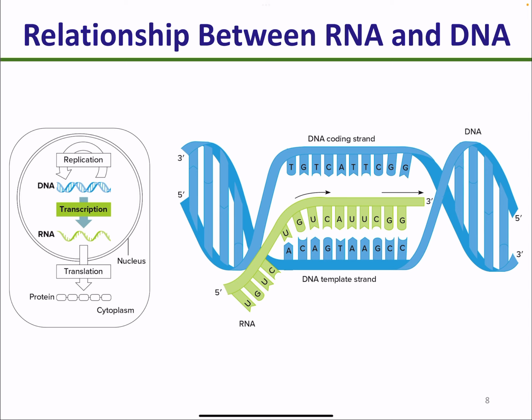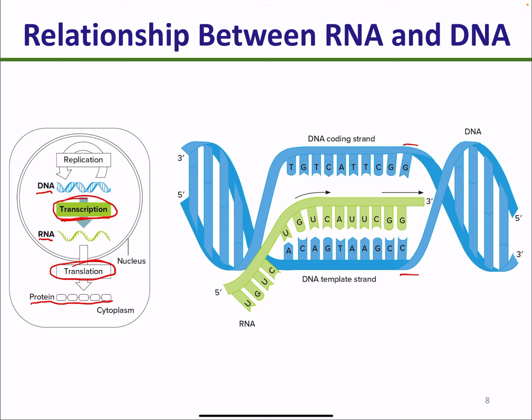Now, going back to the central dogma, we have DNA. From DNA, we produce RNA in the process of transcription. And then from RNA, we are going to produce proteins through the process of translation. But for now, we are going to focus on transcription. In transcription, the two strands of DNA here are going to be separated.